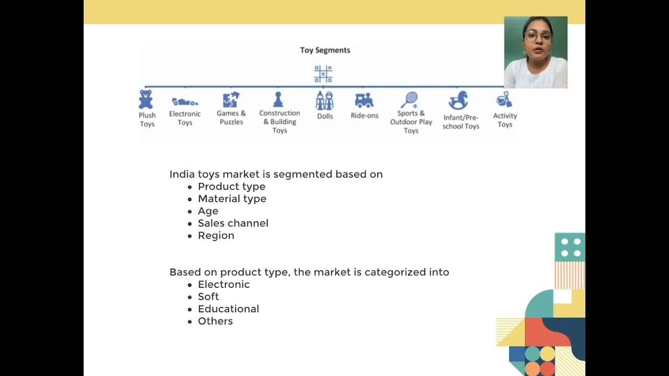Among them, the soft toys are gaining high traction and are the most popular in the Indian market as they are considered safe and find popularity among children of all age groups. Based on the product type, the market is mainly categorized into electronic, soft and educational toys and some others.